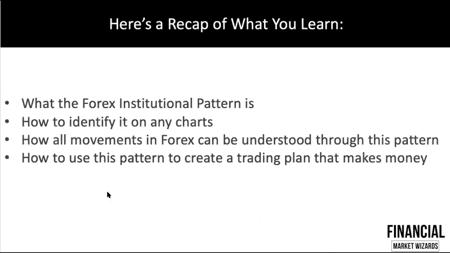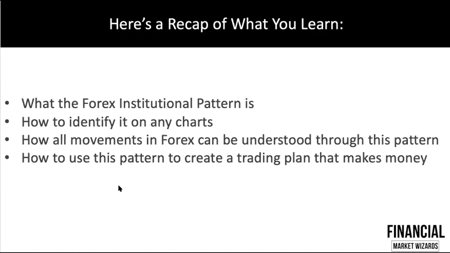So let me just end off by sharing a recap of what you actually learned. Earlier we talked about what the Forex institutional pattern is. We talked about how the Forex institutional players, the big players, use this pattern as their business model. Basically it consists of three phases: contraction, expansion, and trend. We also talked about how trend is the phase that you want to be trading, because that is where you make the most money, because you are on the same pitch as the big boys.